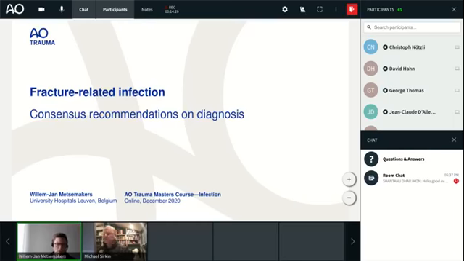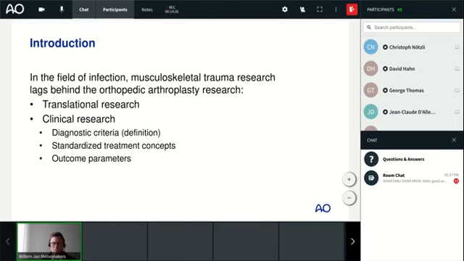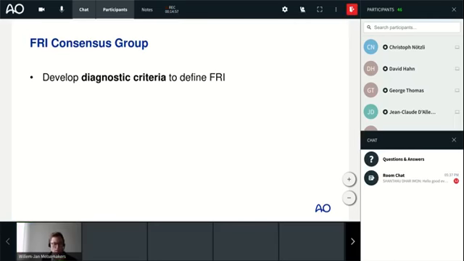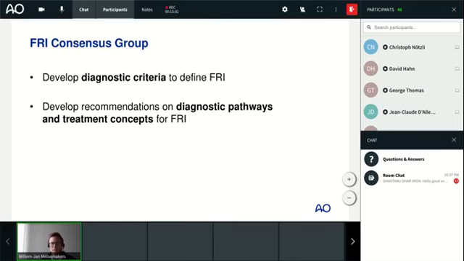Thanks, Michael. Indeed, the next topic will be the diagnosis and, more specifically, some consensus recommendations. But first, maybe a short introduction. We know that in the field of infection, musculoskeletal trauma research actually lags behind orthopedic arthroplasty research. Until recently, this was true for translational research, but also more specifically for clinical research. Therefore, under the umbrella of the AO Foundation, we developed the fracture-related infection consensus group. The aims were, first of all, to develop some diagnostic criteria, but also diagnostic pathways and treatment concepts for FRI, and we will try to discuss them in the upcoming 2 days.